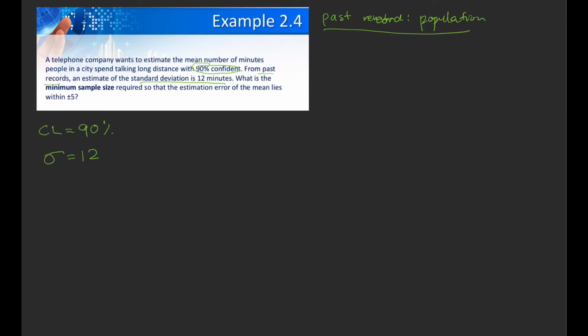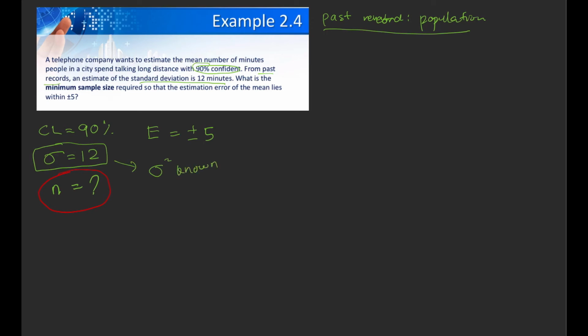So the question is, what is the minimum sample size? They ask for the sample size so that the estimation error of the mean lies within plus minus 5. So the question asks for n. The question does not ask you to construct a confidence interval. The question asks you for the sample size. So what do you need to do? From the question, you know that they give you sigma equals 12. So sigma squared is known.